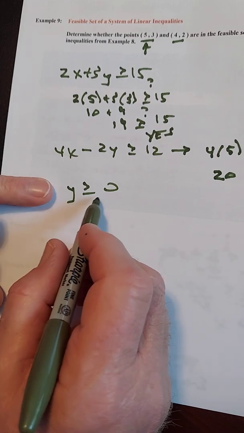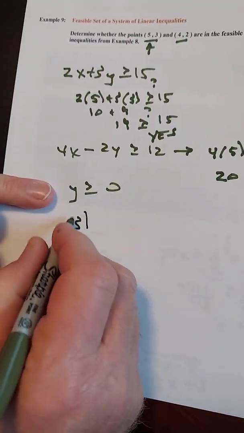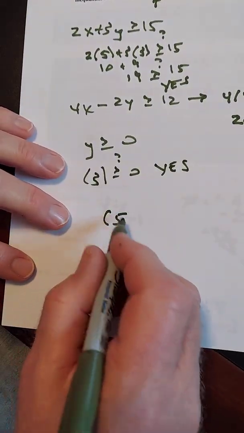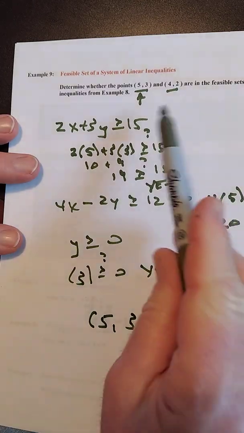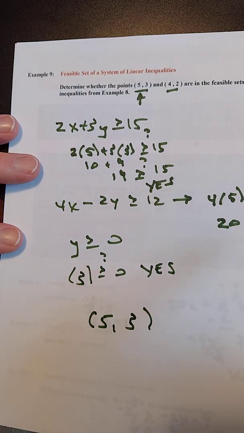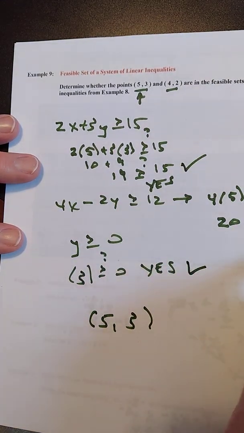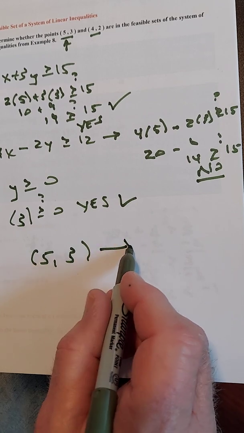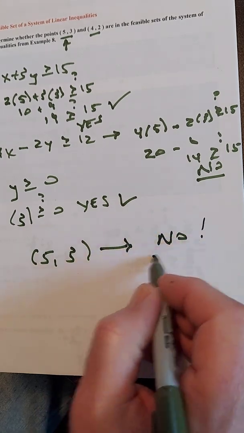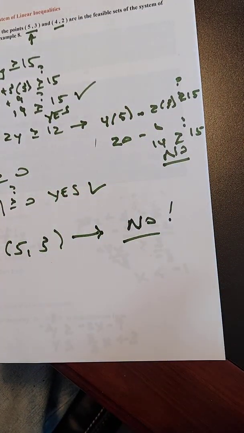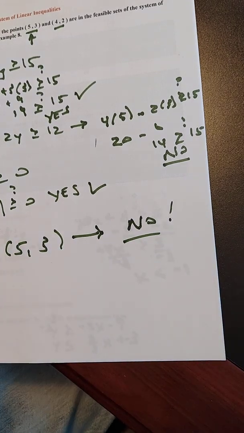Okay, and what about this one? Is the y value 3? Is 3 greater than or equal to 0? Yes. So as far as the point (5, 3), the question says determine whether the point (5, 3) is in the feasible set. It was yes here, but it was a no over there. Yes, yes, and no. That means the answer for (5, 3) is no. Because it has to be yes on all three of those to make that a yes there. Can't have 2 out of 3. It's got to be all of them.